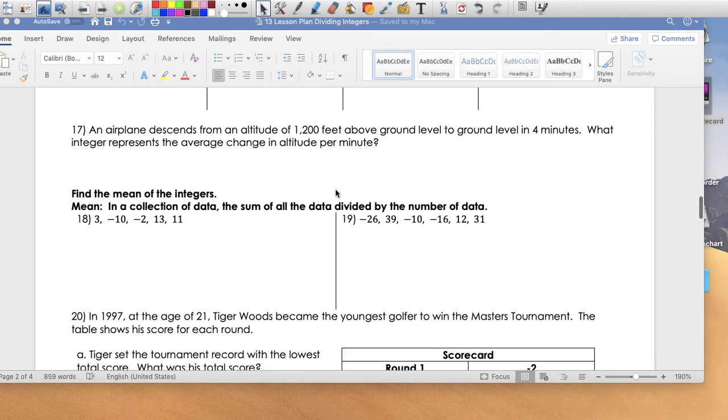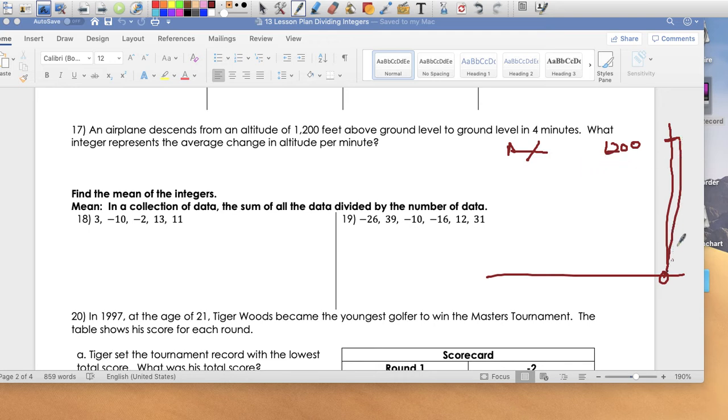Okay, an airplane descends. So again, we have an airplane flying. So the airplane in the sky, it's flying. And right now, here's the ground. He is at 1,200 feet above, right? So here's 0, and that's where he is right now. And he descends from now, from 1,200 feet above ground, to the ground. So it took him 4 minutes to come from here to here, to go all the way to the ground.